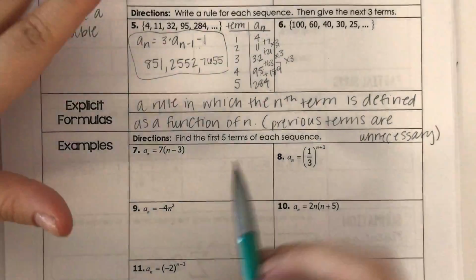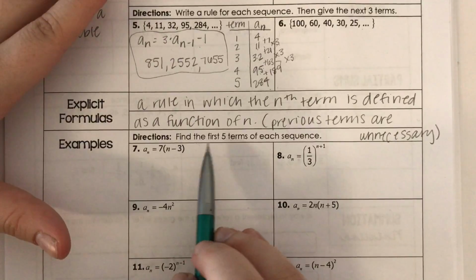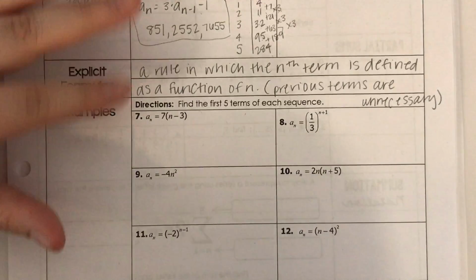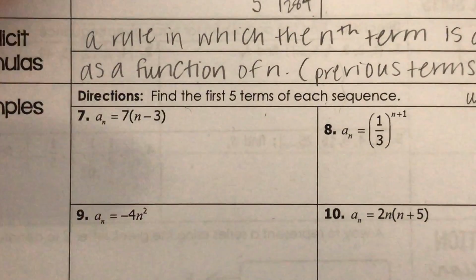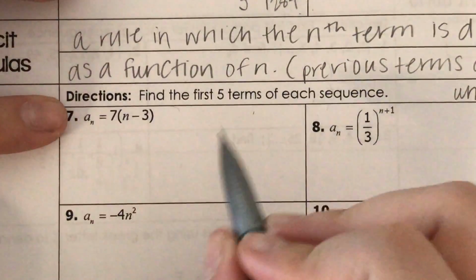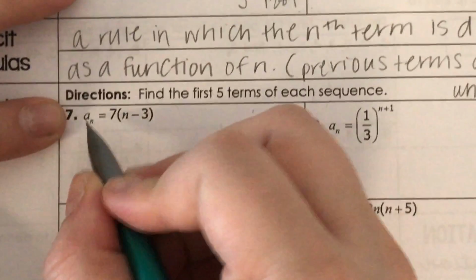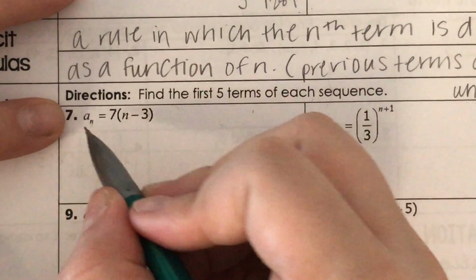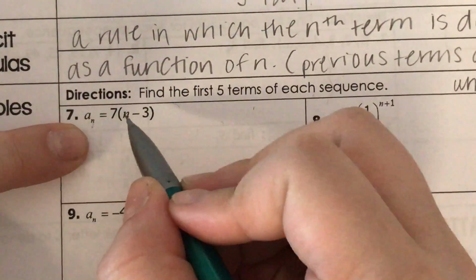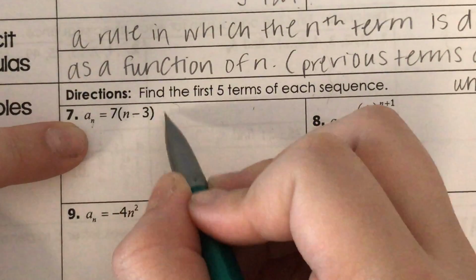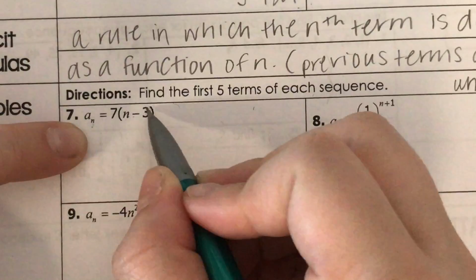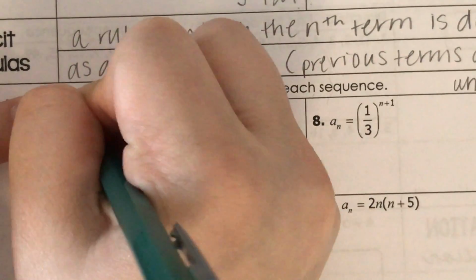So here's some examples of using a formula. Find the first 5 terms of each sequence. So in number 7, like I said, we'll do the odds here, we'll do the evens in class. We want to figure out the first 5 terms. So to figure out A sub 1, all we have to do is plug in 1. So 1 minus 3 is negative 2. 7 times negative 2 is negative 14.